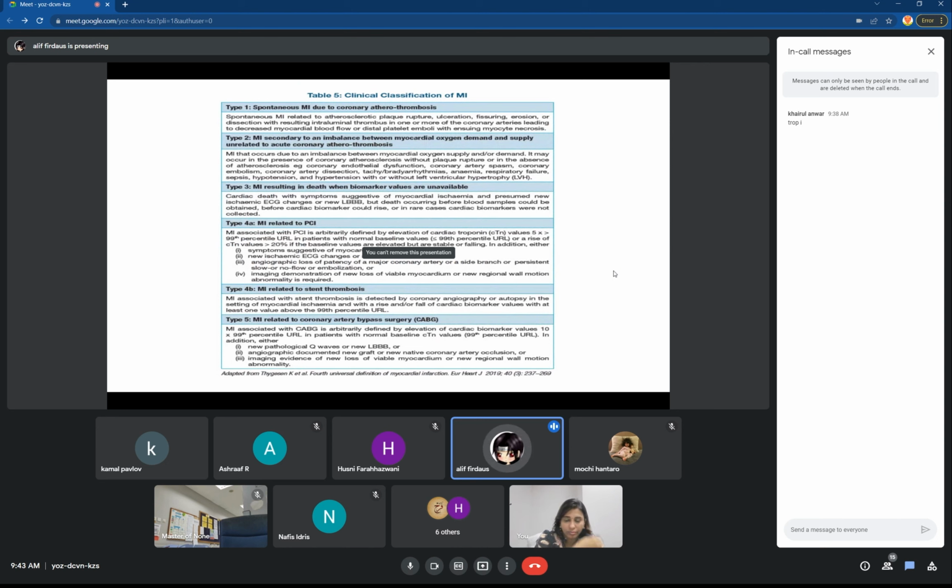Type 1 is spontaneous MI due to blockage, coronary arterial thrombosis. Type 2 is MI secondary to hypoxia. Type 3 is MI that results in death when there are no cardiac biomarkers available. Type 4A is MI related to PCI, and type 4B is MI related to stent thrombosis. And lastly, type 5 is MI related to bypass surgery, CABG.